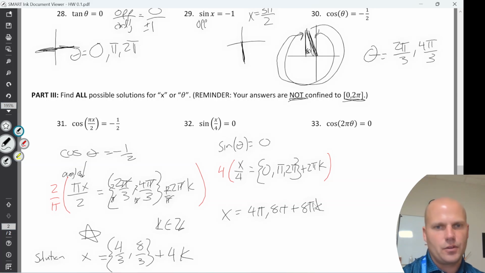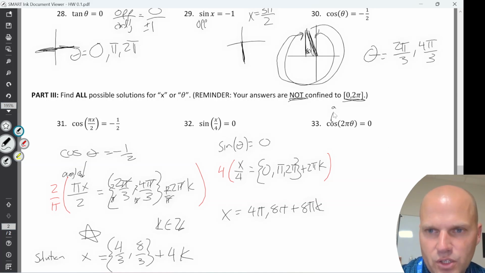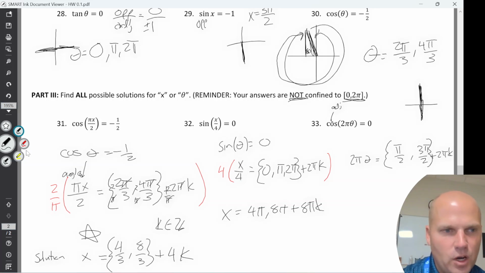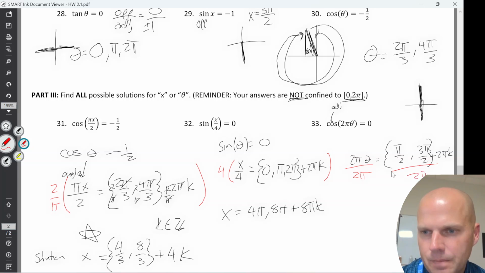That's fine. There are other things to do. Cosine equaling 0. Adjacent equaling 0. I'm not going to go to the right or the left at all. I'm going to go up and down. My angles are pi over 2 and 3 pi over 2 and multiples of 2 pi added or subtracted to that. But my solutions will come from dividing all of these by 2 pi.